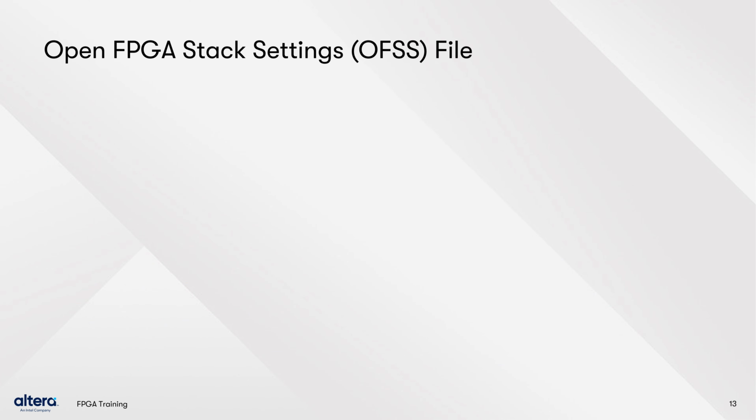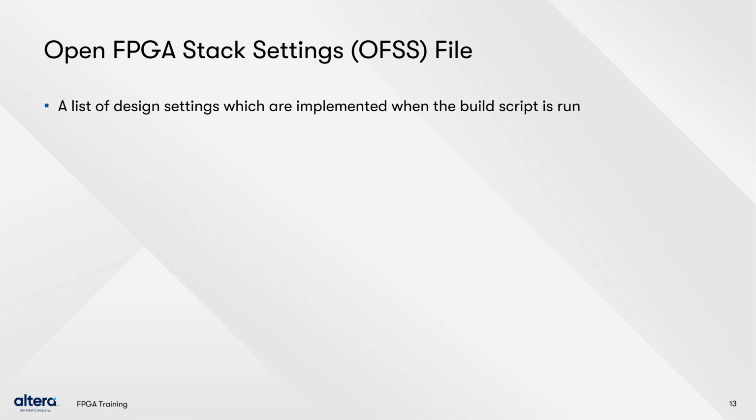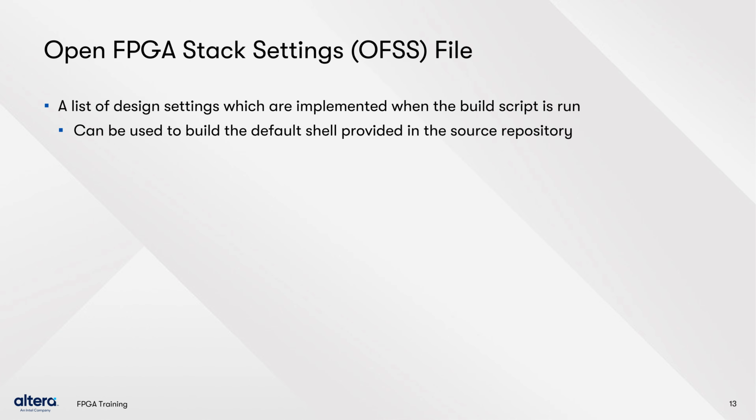An Open FPGA Stack Settings file is a list of design settings which you can use to specify certain design features. These settings take effect when you run the OFS build script. You can use them to build the default shells provided in the OFS source repository.